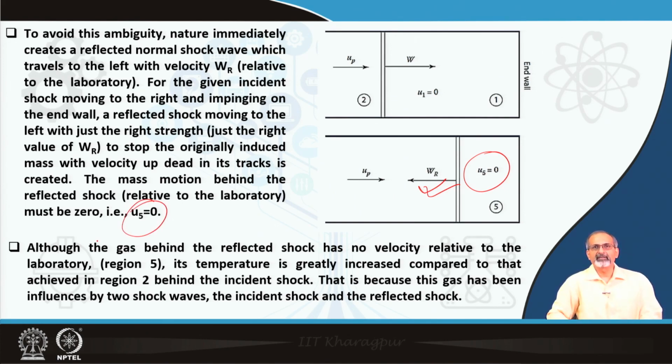Although the gas behind the reflected shock has no velocity relative to the laboratory, the importance of it is that the temperature of that gas is greatly increased compared to that achieved in region 2 behind the incident shock. That is because this gas has been influenced by two shock waves successively. One is the incident shock, the other is the reflected shock, and therefore, there has been a twofold increase practically in its temperature.